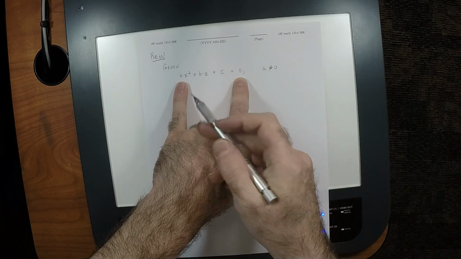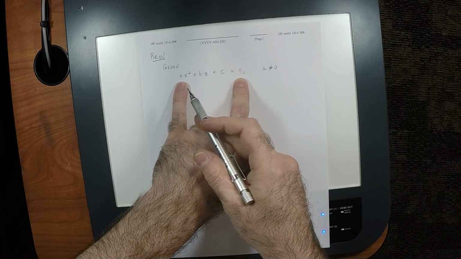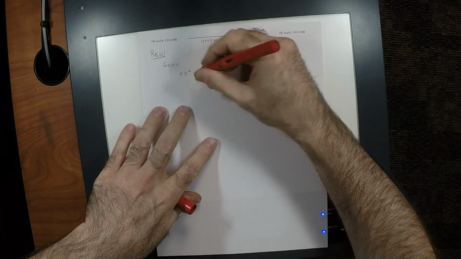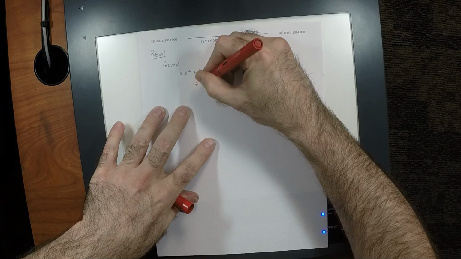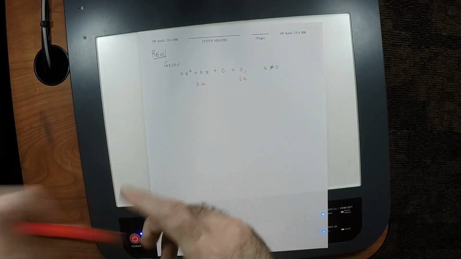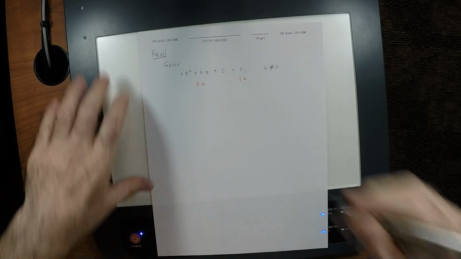Nah, not necessarily, because it's got the a there. So I'm going to divide both sides of the equation by a. Divide the left-hand side by a, divide the right-hand side by a. What's 0 divided by a? 0, right?